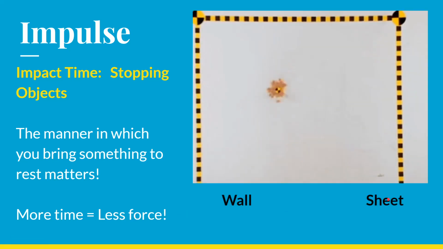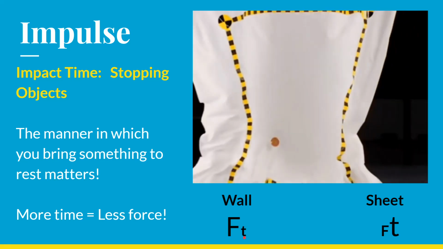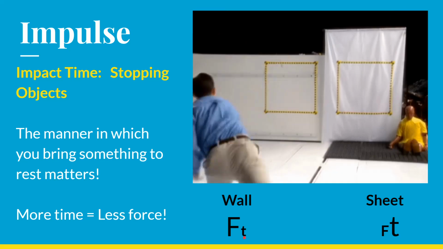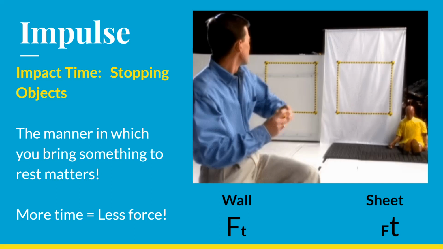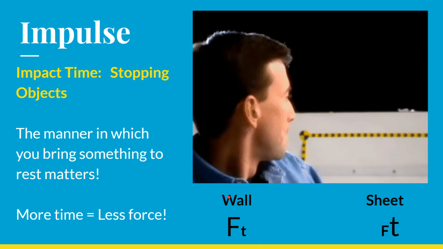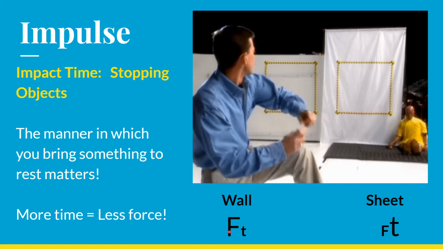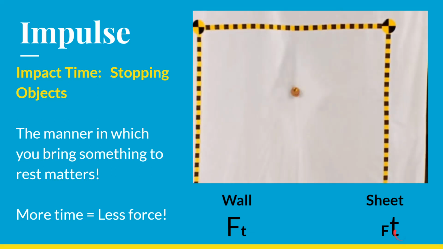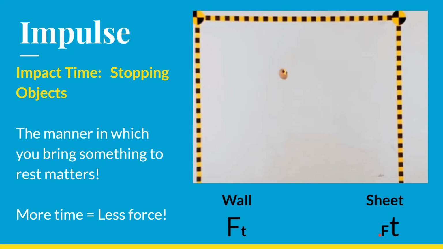Let's look at it in terms that you've already seen. Again, this is the same impulse. If it's the same egg, it has the same mass, and let's assume he throws it at the same initial speed, then the change in velocity will be the same. They both come to a stop. It's just that for the one that hits the wall, the time it happens over is very short, and so the force has to be very large. Whereas for the sheet, the time is longer, and therefore the force is much smaller.